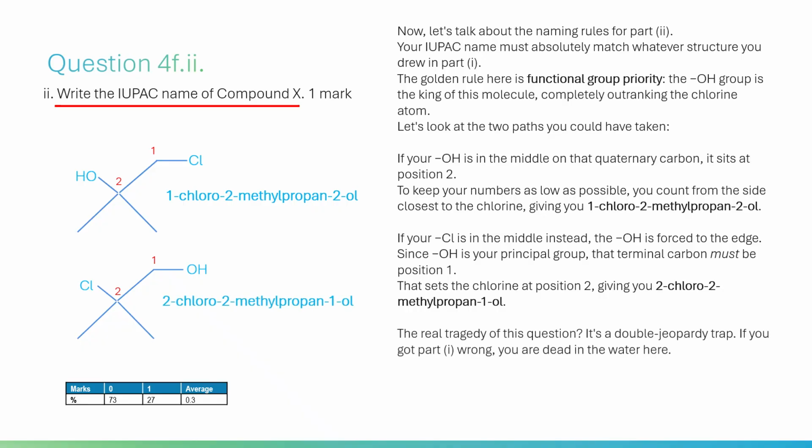The real tragedy of this question: it's a double jeopardy trap. If you got Part 1 wrong, you are dead in the water here. That's exactly why 73% of the state failed this question. You have to get the skeleton right to get the name right.